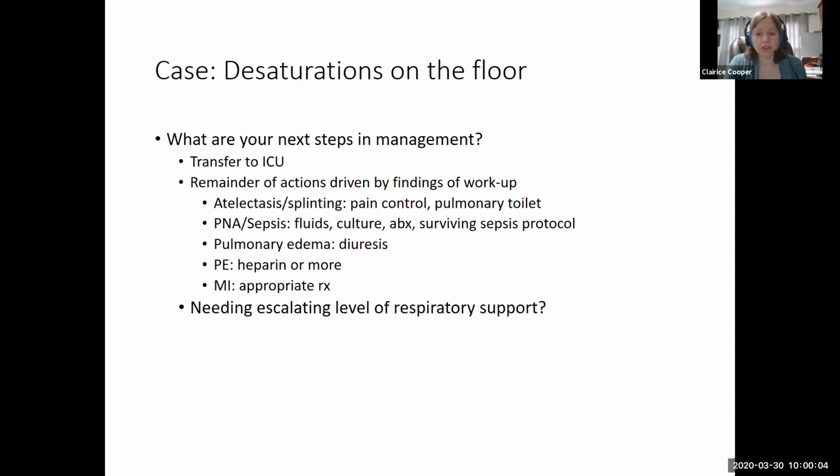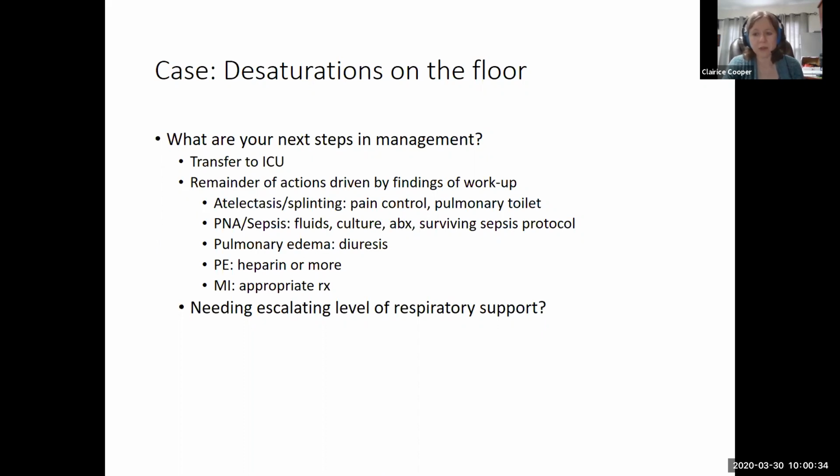So with all things, you should always be thinking about parallel pathways. I've got one pathway of workup where I'm trying to get to the diagnosis, but you also have to think about the treatment, the patient in front of you. How am I stabilizing the patient? And so a patient with increased work of breathing and desaturation should not be maintained on the floor. And so this patient I would transfer to the ICU at a minimum.